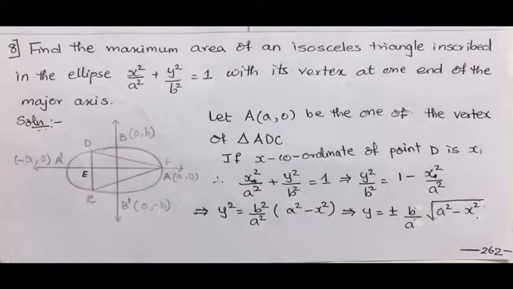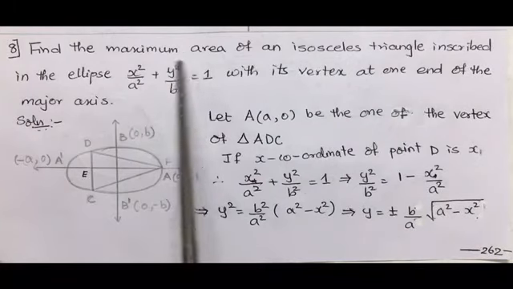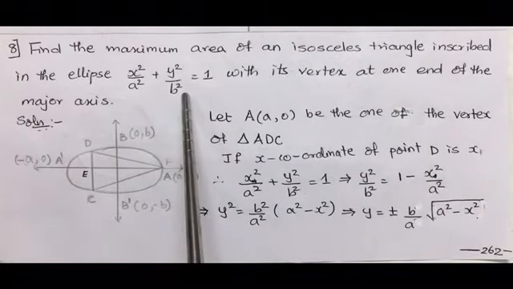Now to calculate the area of the isosceles triangle, we need the coordinates of C and D. So for calculating the coordinates of point D, we will take the x coordinate of D as x, and from this equation making y the subject.